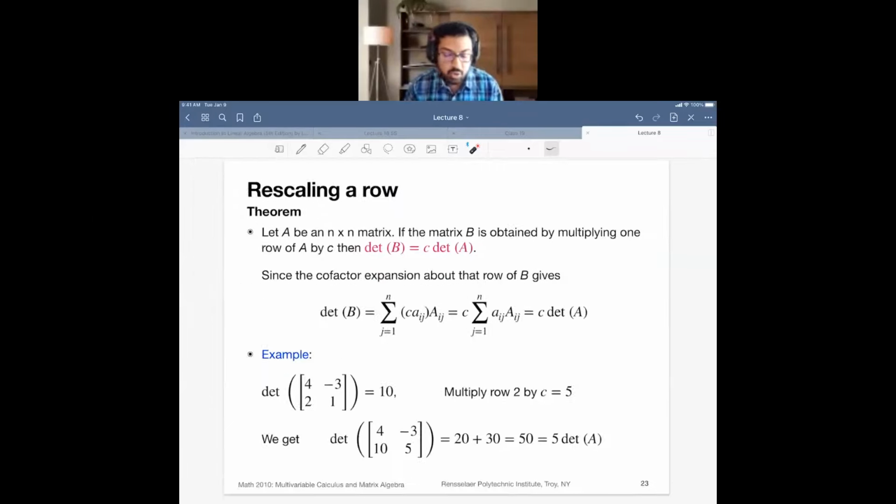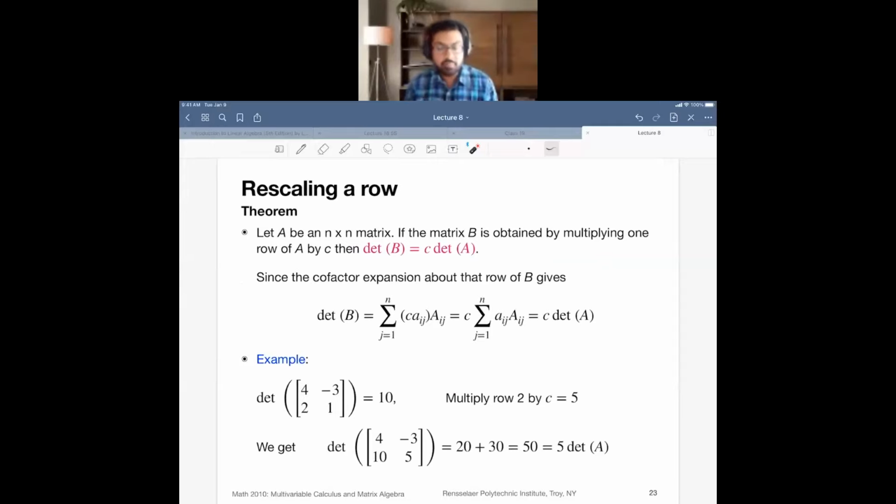Next, rescaling a row. What happens to the determinant of a matrix if you scale one of the rows in the matrix by some scalar? A is our n by n matrix. B is our new matrix, which is obtained by multiplying one row of A by some arbitrary scalar C. Then the determinant of the matrix B is going to be C times the determinant of the original matrix A.